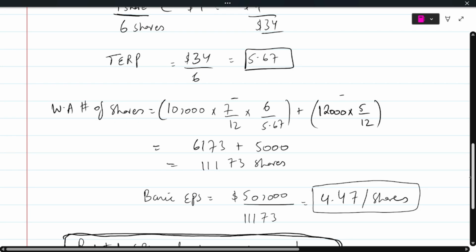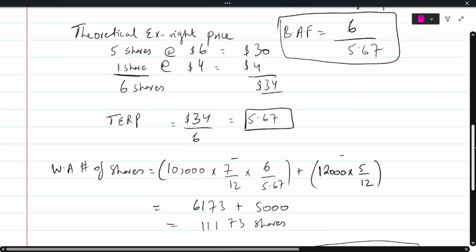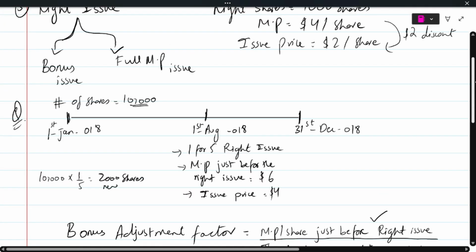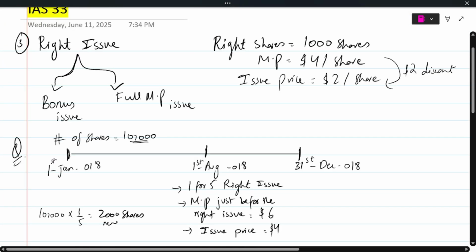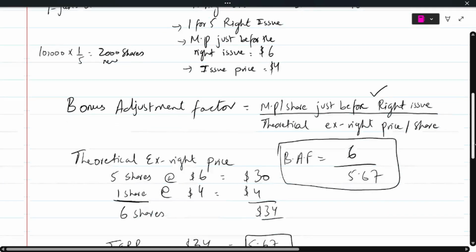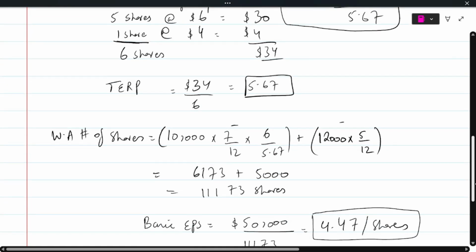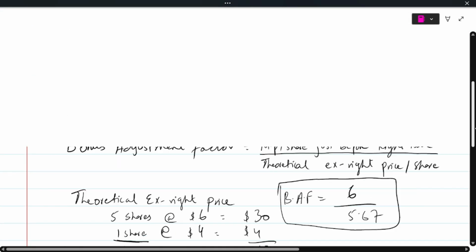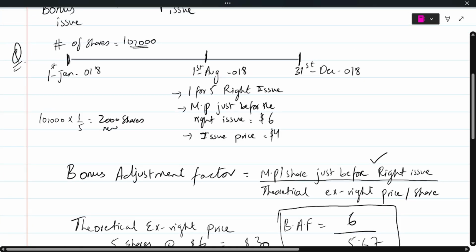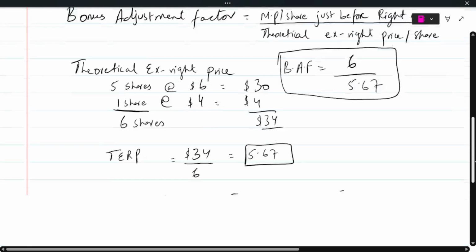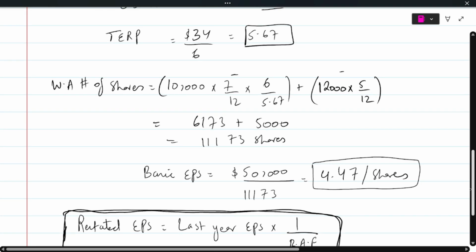Just like the way we used to do in the full market price share issue, because again, I told you that in a right issue, you have an element of bonus issue as well and a full market price issue as well. So we took our shares at the beginning of the year, which were 10,000. We looked at the number of months from 1st Jan to 1st August. These are 7 months. So we said 10,000 into 7 over 12 into the bonus adjustment factor, plus.